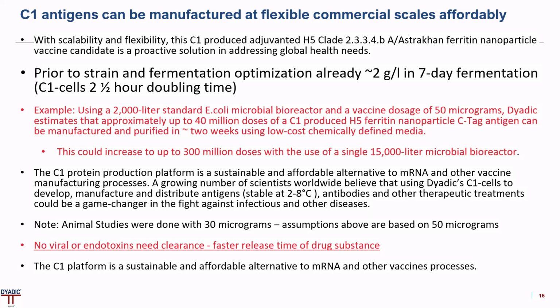So you can just imagine the difference in distribution: it's stable at 2 to 8 degrees, versus mRNA, where you obviously need cold storage. I think the cost is a fraction of the cost. It's easier to use, with a simpler manufacturing process and standard equipment. So C1 is a sustainable and affordable alternative to mRNA and other vaccine processes.